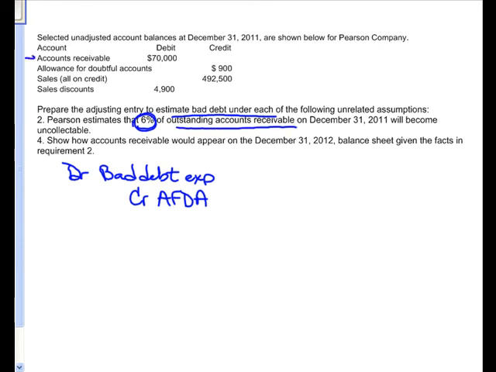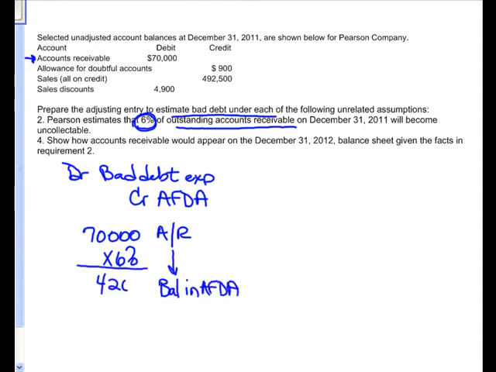So we're going to go up here and look for accounts receivable, and accounts receivable is $70,000. Whenever you use accounts receivable to calculate the bad debts, or estimate the bad debts, the number that we get when we multiply this by 6% is not what we want in the bad debt expense account, but it's the balance in the allowance for doubtful accounts. So the $4,200, which is the 6% of the $70,000 of accounts receivable, that's what we want to end up with in the allowance for doubtful accounts.